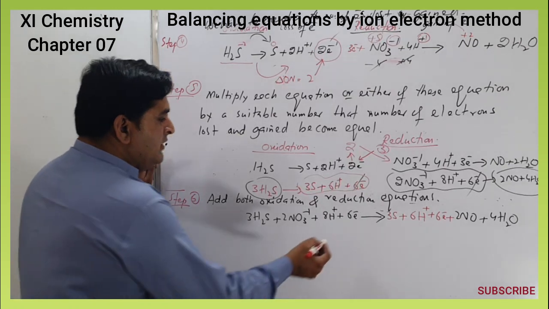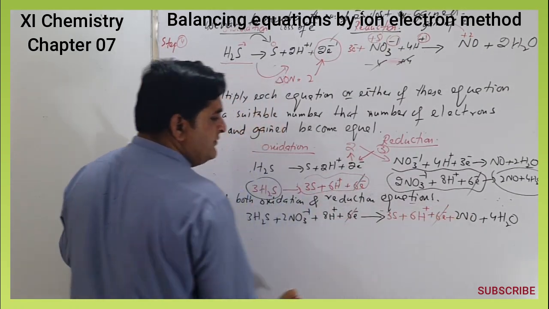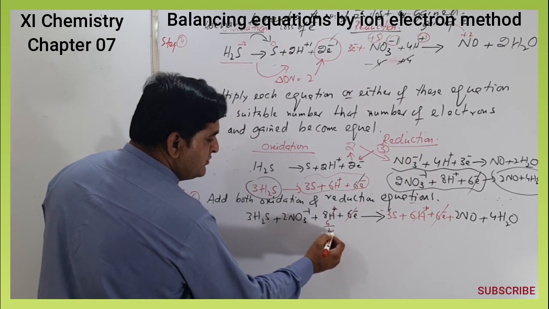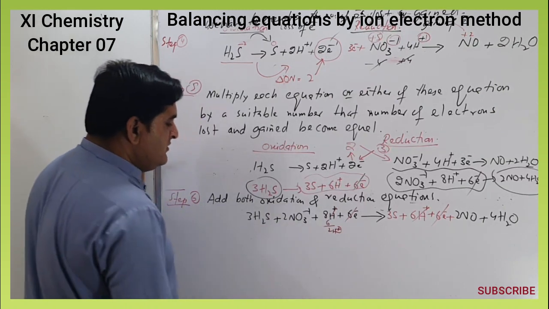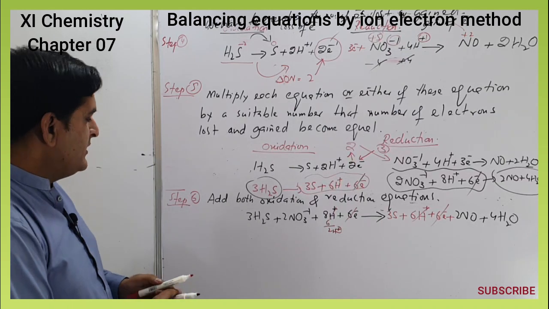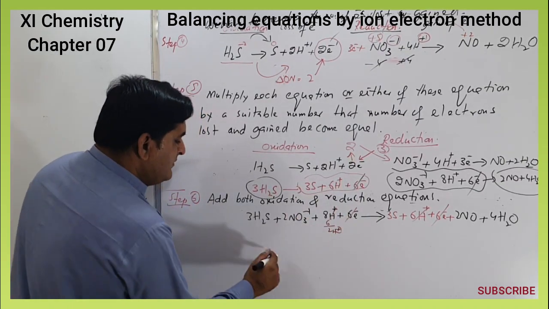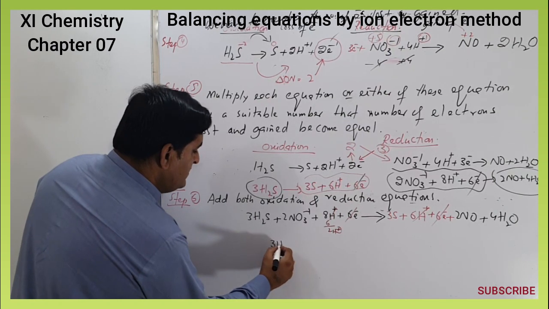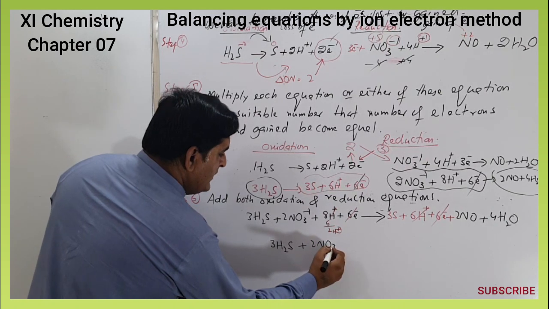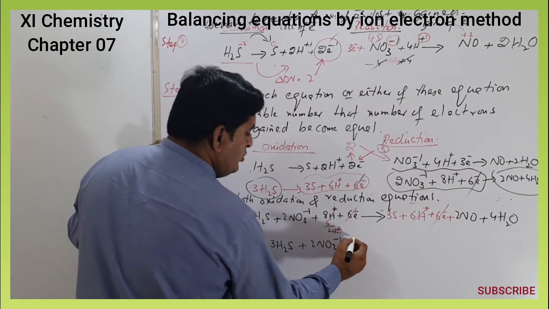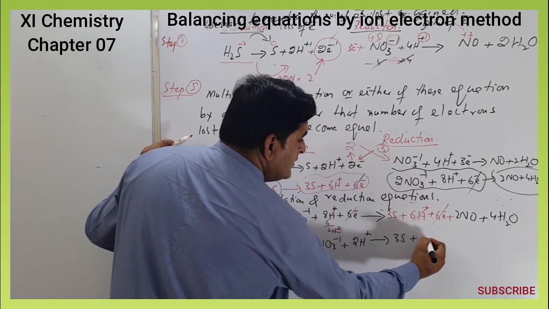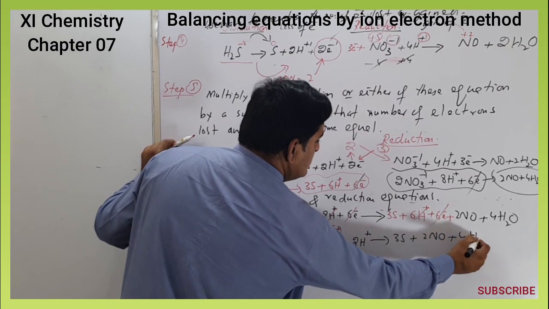Now cancel out the same species common to both reactant and product. We subtract these 6 electrons. Cancel out 6 hydrogen from 8 hydrogen, 8 minus 6 becomes 2, so 2 hydrogen ions will remain in the reaction, and nothing else is common. After cancelling, we have the balanced equation: 3H2S plus 2 nitrate ions plus 2 hydrogen ions gives 3 sulfur plus 2 NO plus 4 H2O.